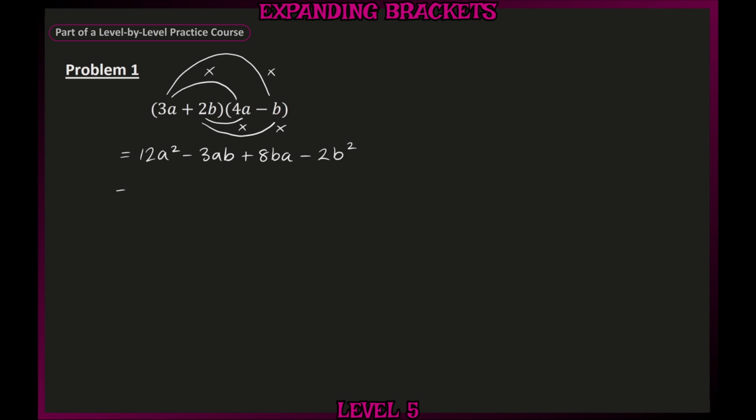Now we can simplify this by collecting the like terms together. And although it might look like we don't have any like terms here, because the order that we multiply things in doesn't really matter, ab and ba are actually equivalent. So we do have two like terms in the middle. So we have 12a squared, minus 3ab plus 8ab gives us plus 5ab, which could also be written as plus 5ba, and we have a minus 2b squared on the end. So 12a squared plus 5ab minus 2b squared is our final answer to problem 1.